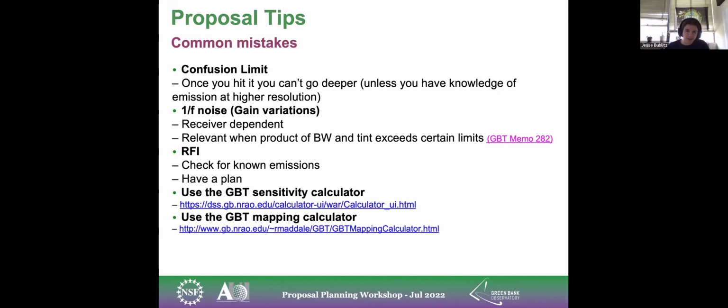So consider those things, consider sources of emission, and have a plan with how you're going to deal with them if they exist. And of course, use the sensitivity mapping calculators. We have them there for you for that reason. For some different setups, say Mustang, we have other resources that may be better suited for you, but for most cases, these are fantastic at giving you estimates of the time that you need.